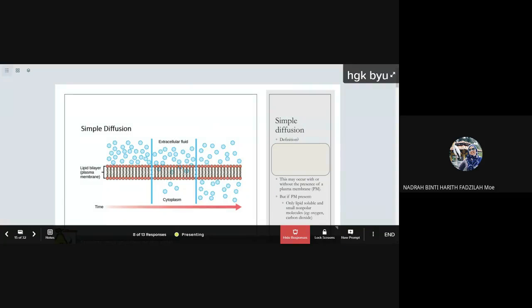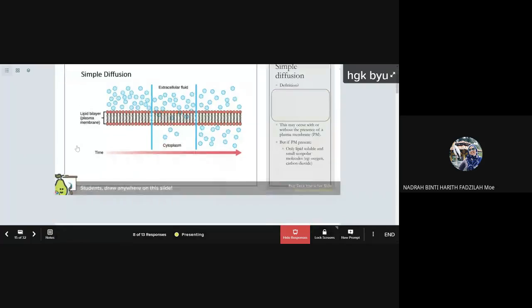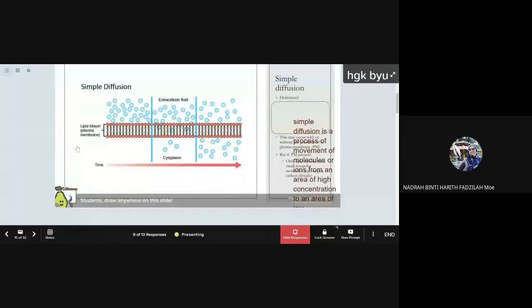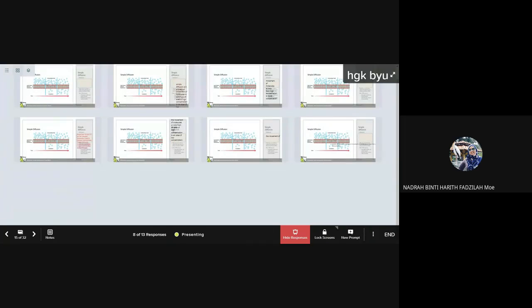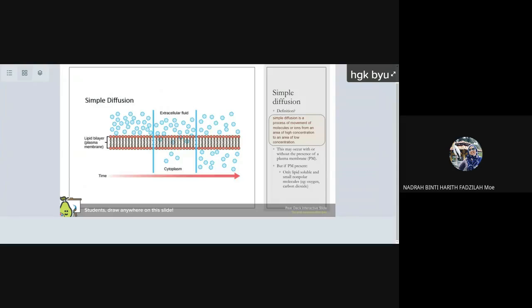Okay, let's see your answers here. Good. Okay, I agree with you when you start with, kejap ya, saya besarkan sikit. Okay, I agree with you when you start with a process kan. Okay, okay, terpaksalah kecilkan sikit fontnya.